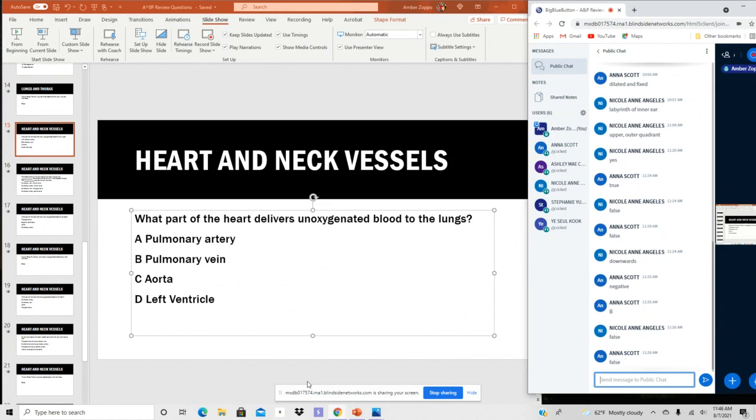It's actually A. So you can remember this by arteries carry blood away. The pulmonary artery sends the blood away from the heart to the lungs to be oxygenated, and the pulmonary vein actually brings it back to the heart when it's getting oxygenated.